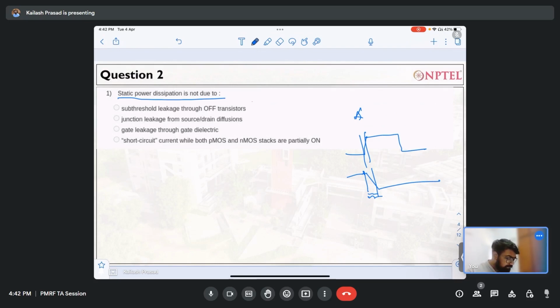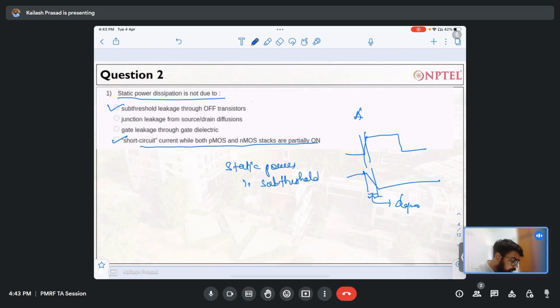Okay, so this contributes to dynamic power, right? And if you see the question over here, the fourth option, the short circuit current, while both PMOS and NMOS are partially on, actually contributes to the dynamic power. So that's the reason for this question. The answer here is the short circuit current is not contributing the leakage, right? The leakage happens first due to subthreshold leakage, right? So for static power, the first thing is subthreshold leakage, right?